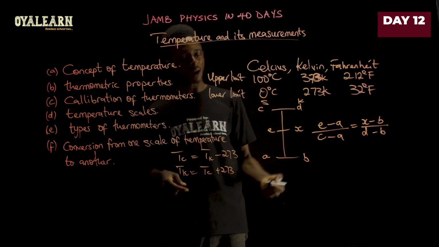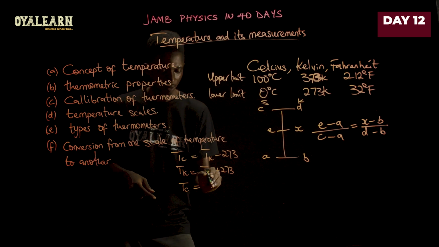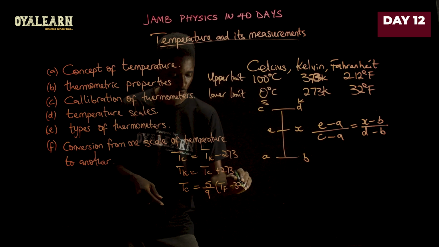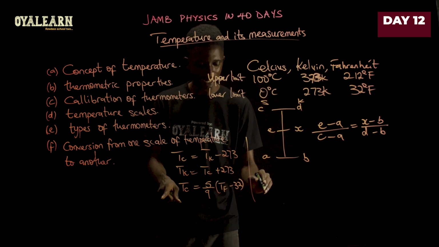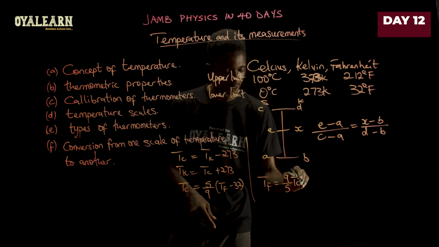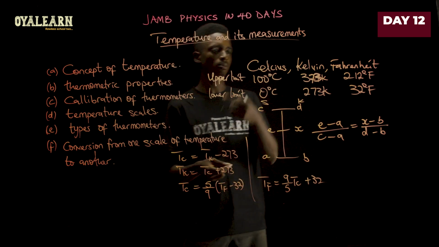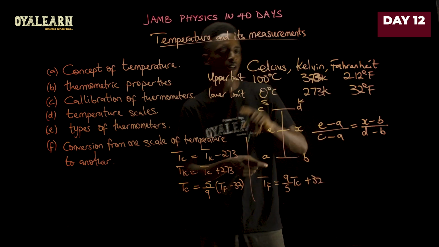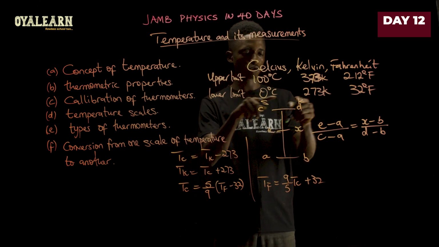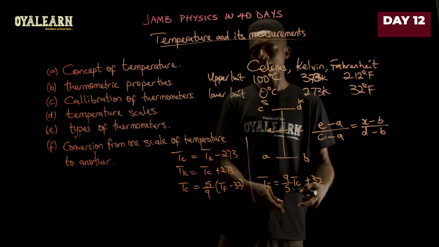Now, if we are working with the Fahrenheit scale, temperature in Celsius equals 5 over 9 times (temperature in Fahrenheit minus 32). And on the other hand, temperature in Fahrenheit equals 9 over 5 times temperature in Celsius, then plus 32. These are the common equations that we use to convert from Celsius to Kelvin, Kelvin to Celsius, Celsius to Fahrenheit, and vice versa. But beyond this, you should also understand this concept, because this is actually what forms these equations that we now know.